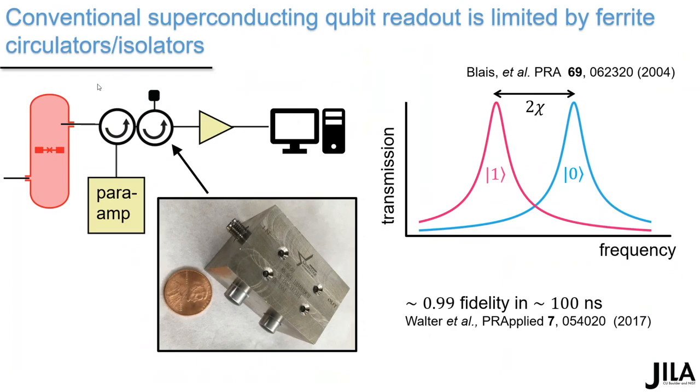The permanent magnet in the circulator doesn't play well with your superconducting electronics, so it's hard to integrate on chip with transmons or parametric amplifiers and that sort of thing. And again, it's really a battle against loss.